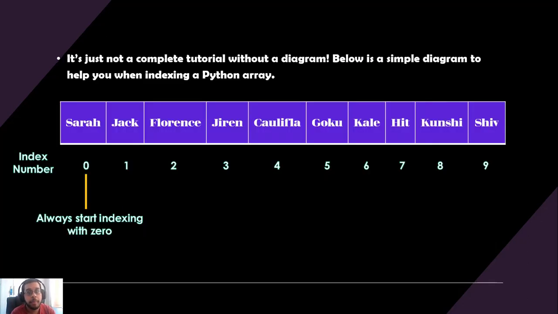It's not a complete tutorial without a diagram. Below is a simple diagram to help you when indexing a Python array. Index number 0, 1, 2, 3, 4, 5, 6, 7, 8, 9. Always start indexing with 0.